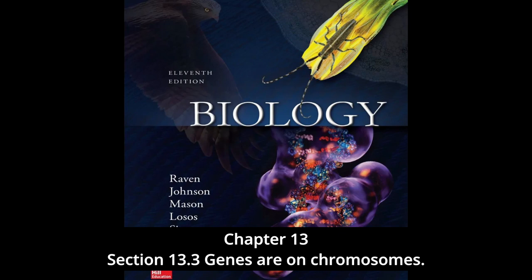The three-point cross. In constructing a genetic map, one simultaneously monitors recombination among three or more genes located on the same chromosome, referred to as syntenic genes. When genes are close enough together on a chromosome that they do not assort independently, they are said to be linked to one another. A cross involving three linked genes is called a three-point cross.